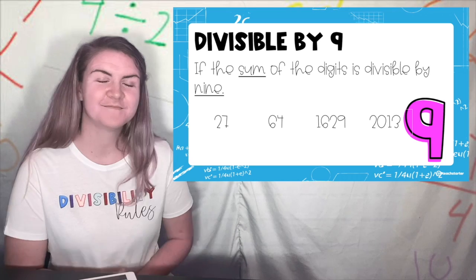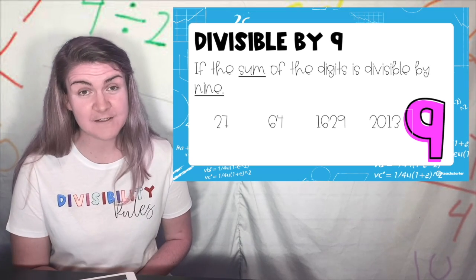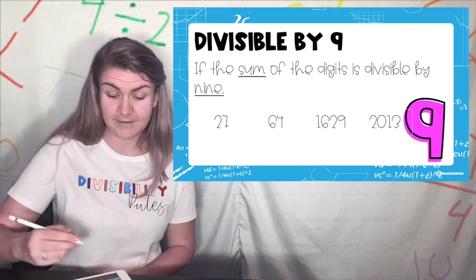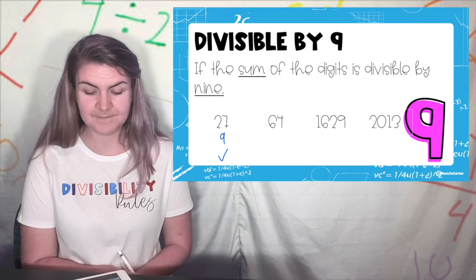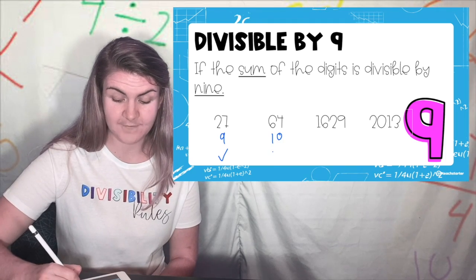Divisible by 9. Much like the 3 rule, if we add up the digits and that is divisible by 9, then the whole number is divisible by 9. So 2 plus 7 is 9. That's divisible by 9. So 27 is. 64. 6 plus 4 is 10, and that is not divisible by 9.